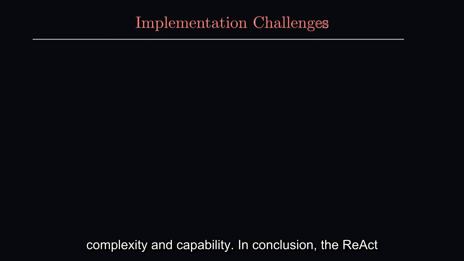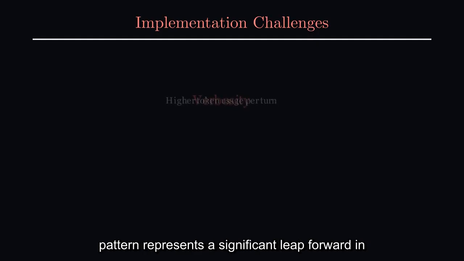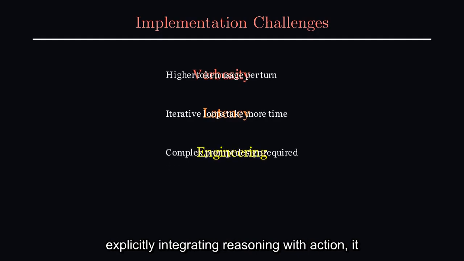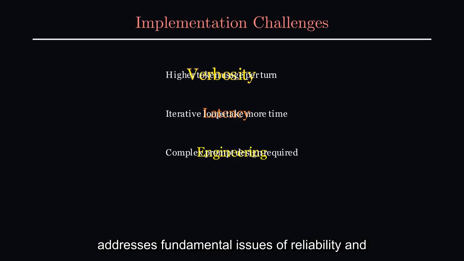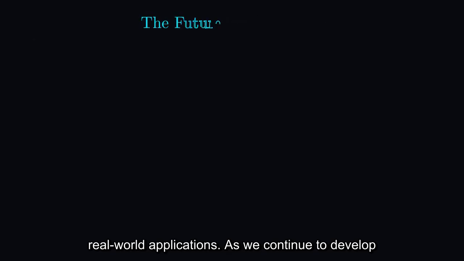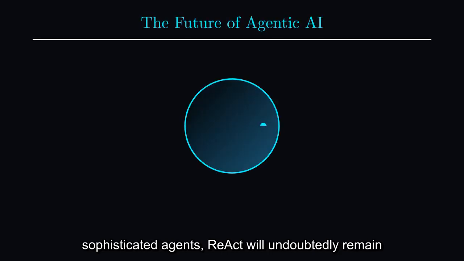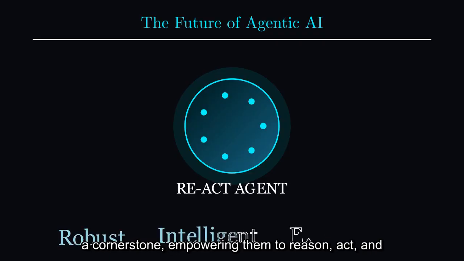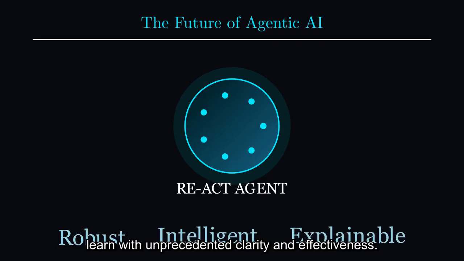In conclusion, the ReAct pattern represents a significant leap forward in building robust and intelligent LLM agents. By explicitly integrating reasoning with action, it addresses fundamental issues of reliability and transparency that are critical for deploying AI in real-world applications. As we continue to develop sophisticated agents, ReAct will undoubtedly remain a cornerstone, empowering them to reason, act, and learn with unprecedented clarity and effectiveness.